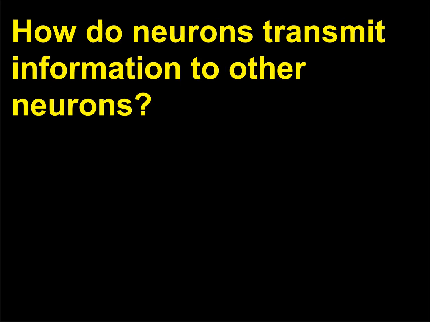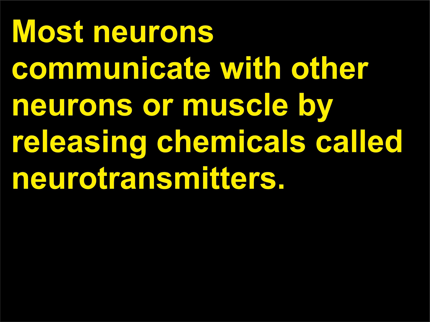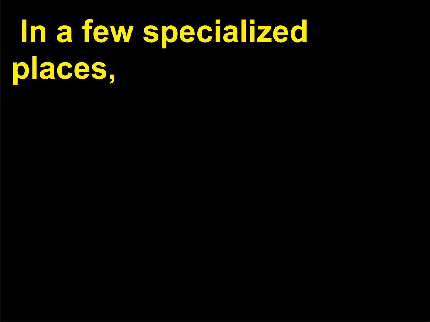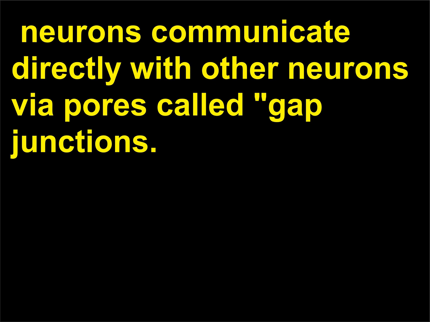How do neurons transmit information to other neurons? Most neurons communicate with other neurons or muscle by releasing chemicals called neurotransmitters. These transmitters influence receptors on other neurons. In a few specialized places, neurons communicate directly with other neurons via pores called gap junctions.